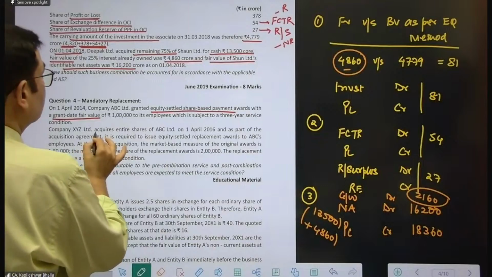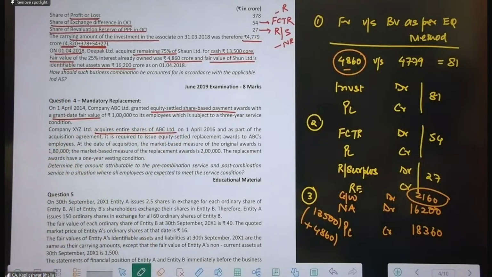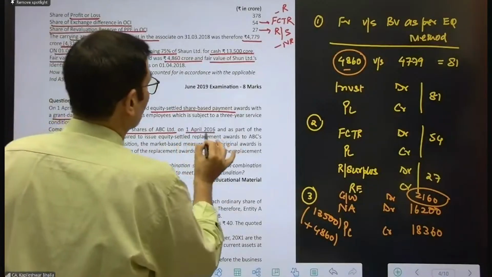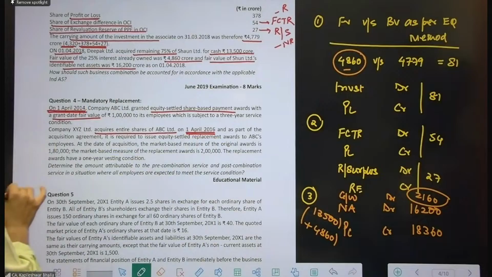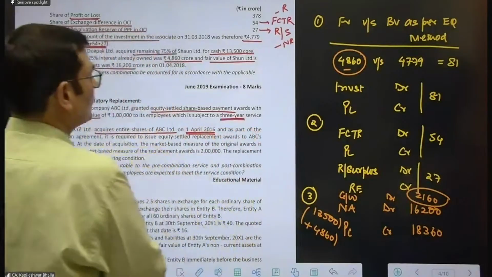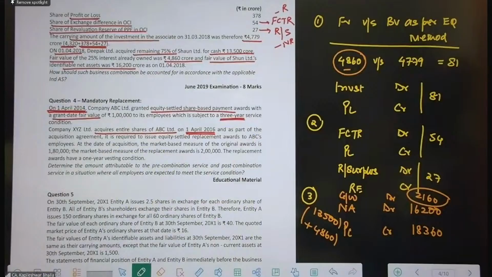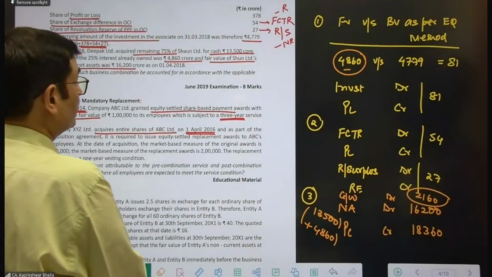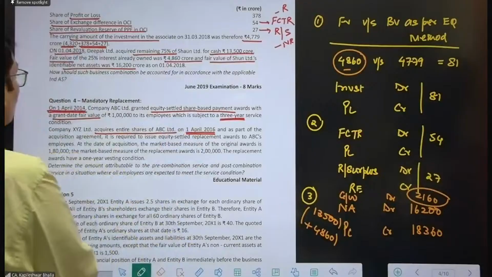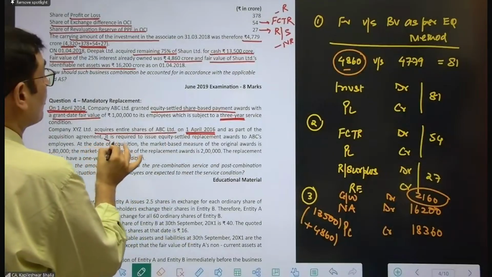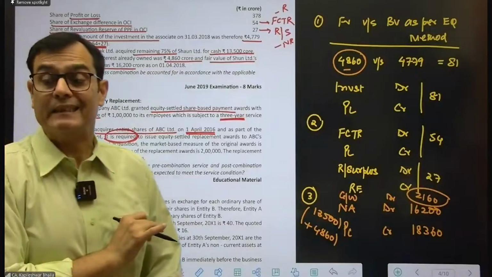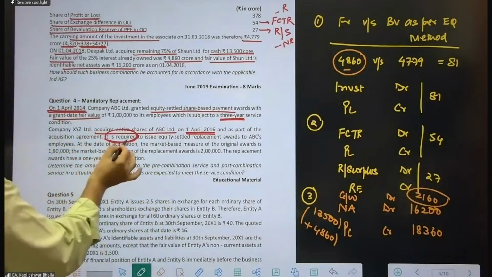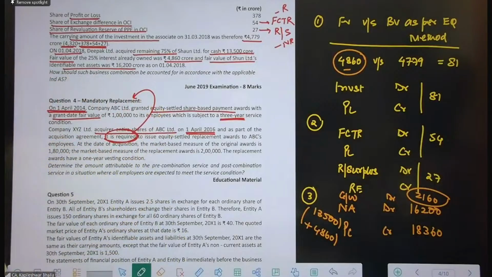Company XYZ acquires the entire shares of ABC on 1st April 16. How many years have already passed? 2 years. That's right. So out of 3 years, 2 years are already completed. And as a part of the acquisition agreement, it is required to issue equity replacement awards to ABC. It says it is required. So can I say the word 'required' indicates a mandatory replacement? Undoubtedly, yes. It is required to issue equity settled replacement awards.